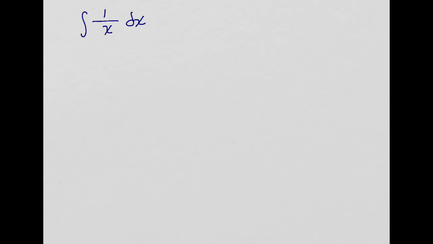Looking for an antiderivative of the function 1 over x. If you try to use the power rule here, 1 over x we can rewrite as x to the negative 1. If you try to use the power rule for integrals, then I'm going to add 1 to the power and get x to the 0 and divide by the new power. X to the 0 over 0. I'm not even going to write it down because that's horrifying.